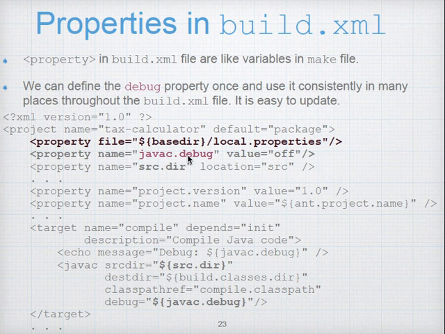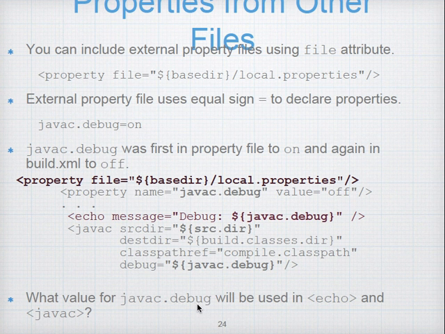So the same property was defined once inside this property file externally in a separate file, and also as an internal property in this file. So what value will be used for this Javac task? I wrote a small test to find out.